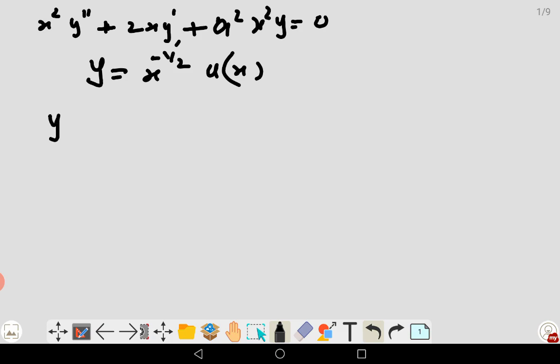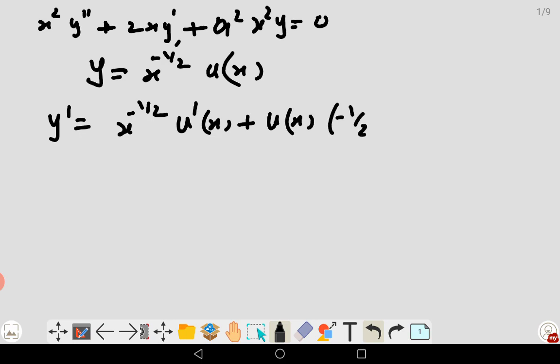So y prime is equal to, differentiate this one by product rule. Keep x to the power negative half, differentiate u, giving u prime, plus keep u of x, differentiate x to the power negative half, you will get negative half x to the power negative 3 over 2. Okay, we can further find the second derivative as well, y double prime.